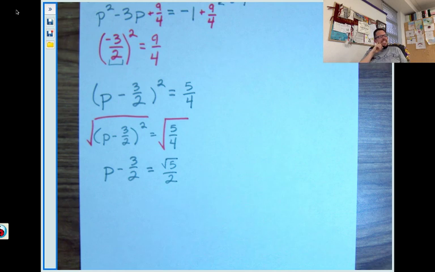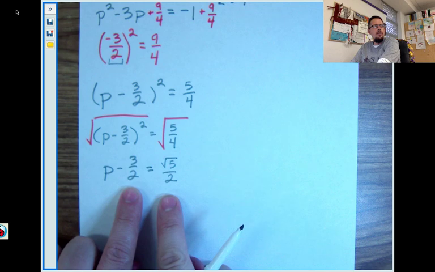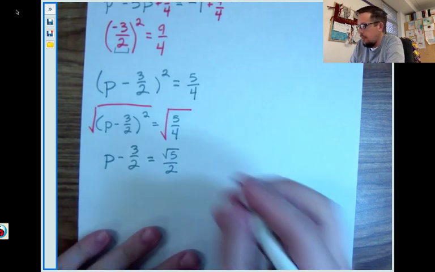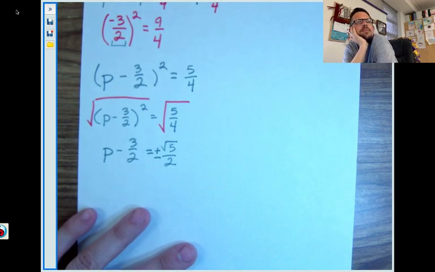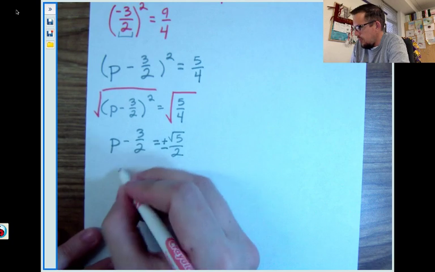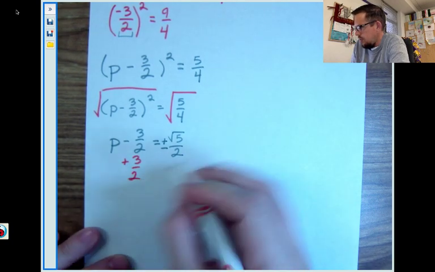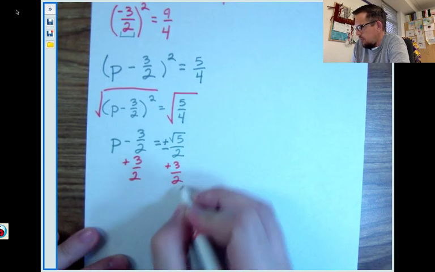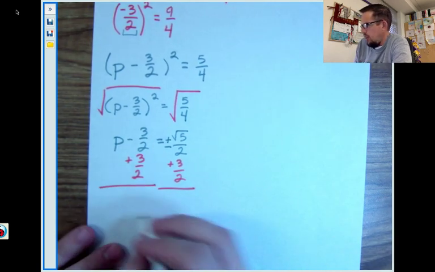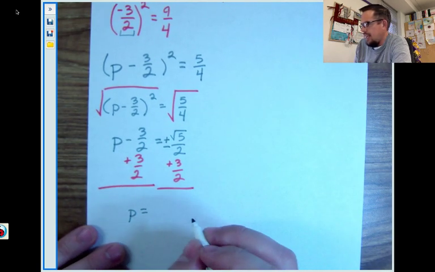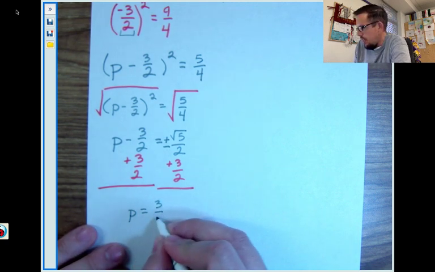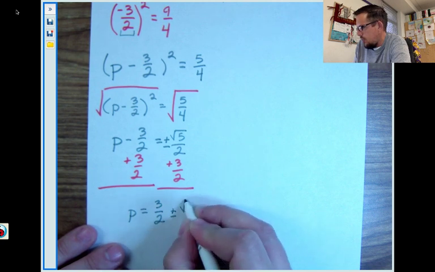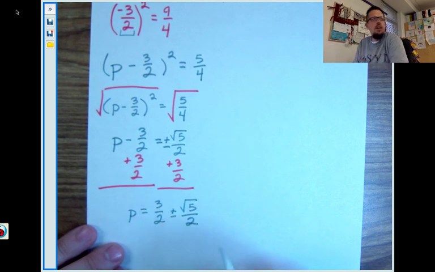It's not really a big deal if you do halves or not. I just like it because now we've got a common denominator. That seems like it's going to be handy. And you're right, it's plus or minus. Good. Add 3 halves to both sides. So we get p equals, I can't combine those because one's got a square root and one doesn't. So it's going to be 3 halves plus or minus the square root of 5 halves.